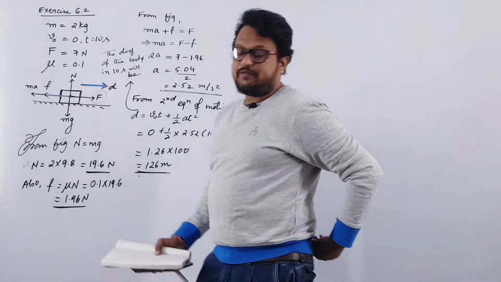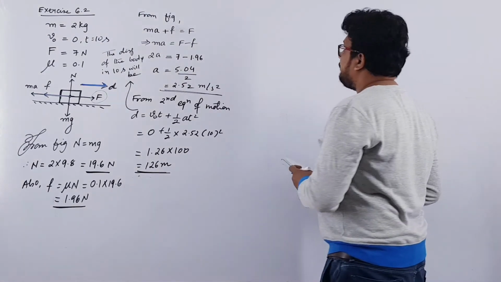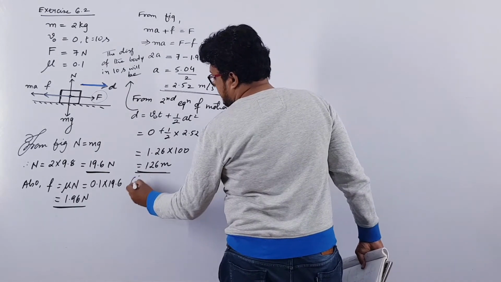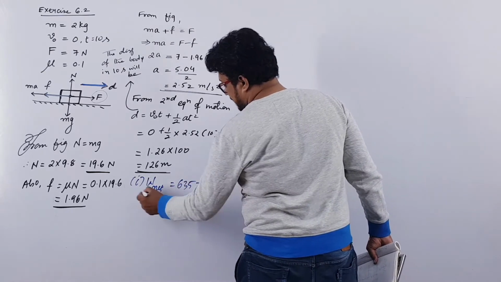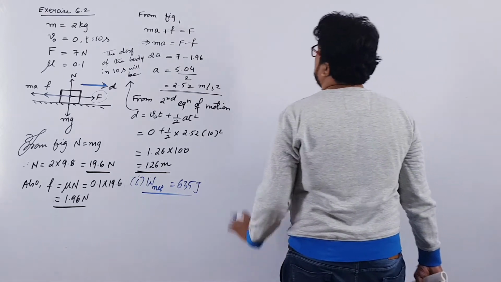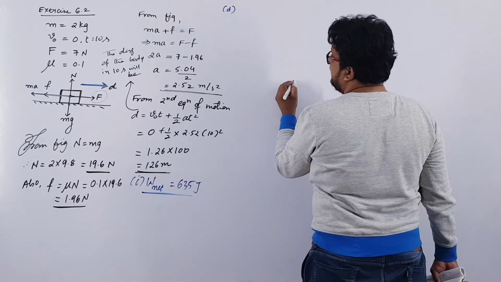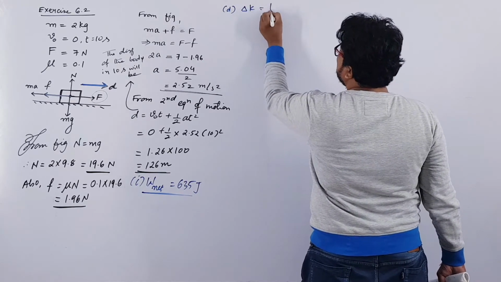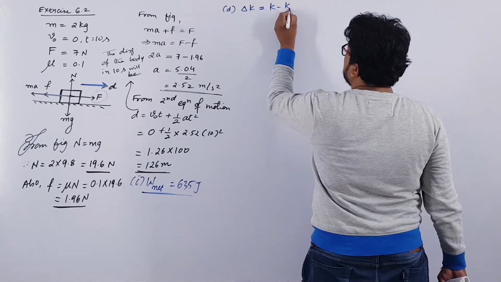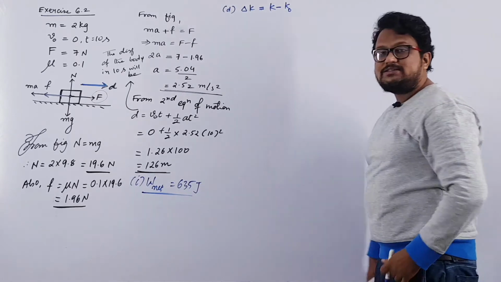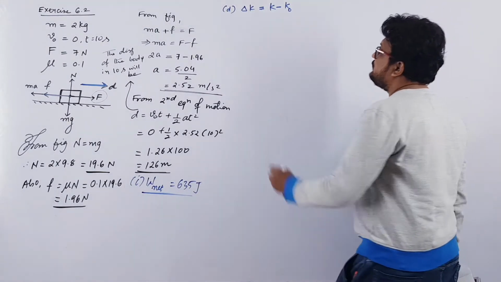Now the fourth case which we want to discuss is the change in kinetic energy of the body in 10 seconds. But in part 3, we have calculated the work done by the net force equal to 635 joule. Let us keep this in mind. Now, what is kinetic energy? Change in kinetic energy of a body is final kinetic energy minus initial kinetic energy.